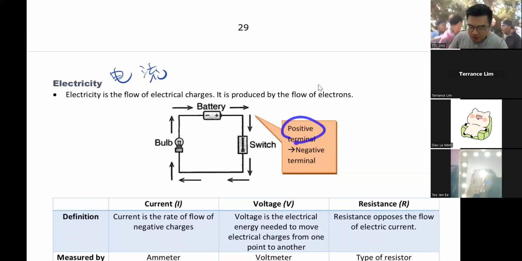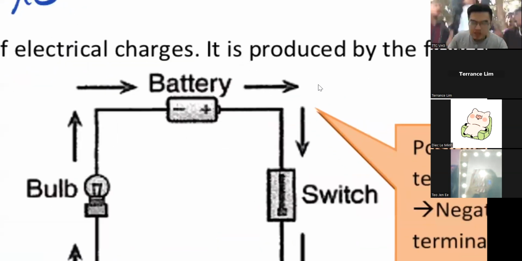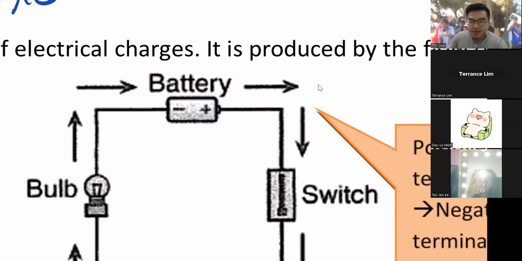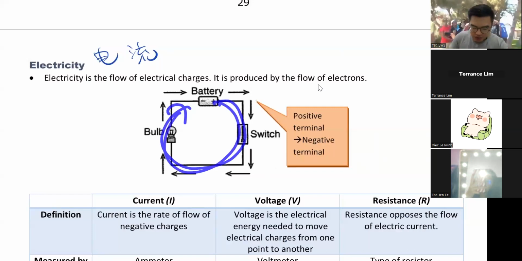They will go from the positive terminal to the negative terminal. I'm sure when you see your battery, you will know. The side that looks like a nipple is positive. The non-nipple side is negative. This one you know. So this is a flow.